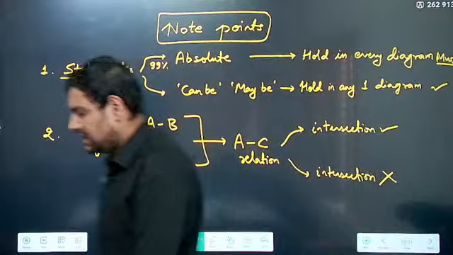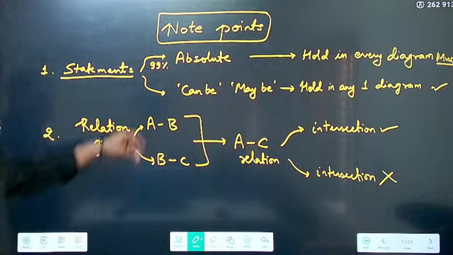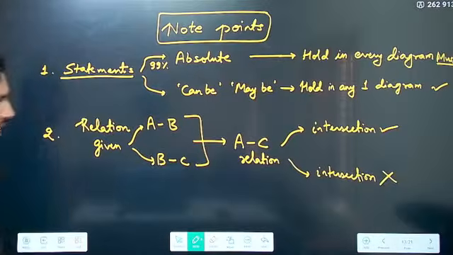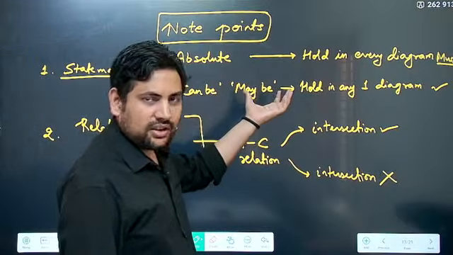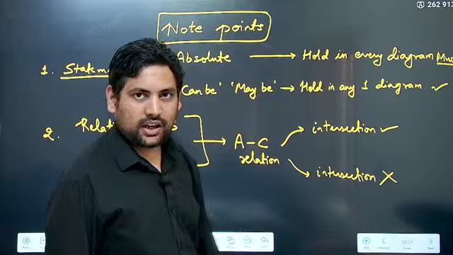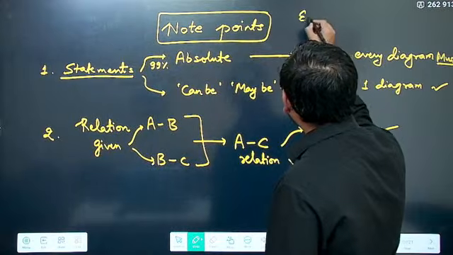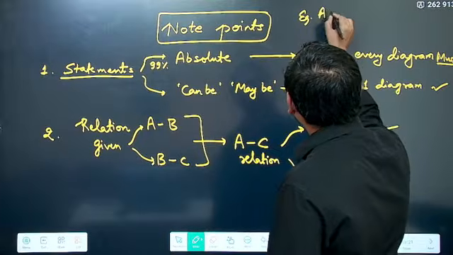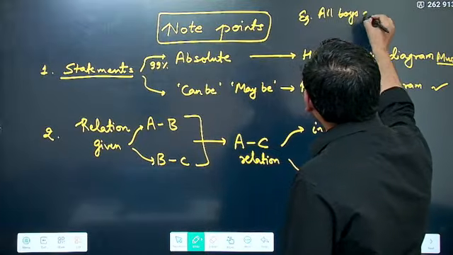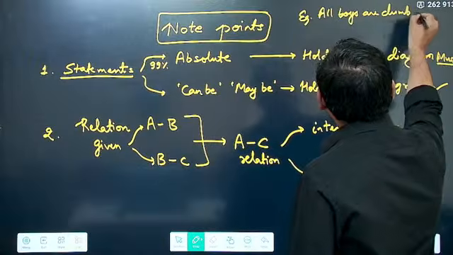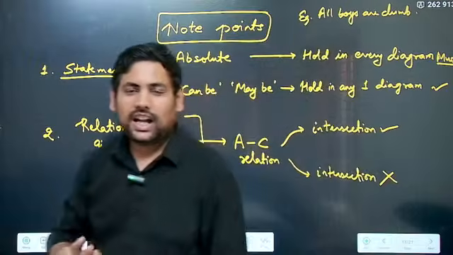Now see this. Statements can be of two types. One is an absolute statement that must hold in every diagram. For example, an absolute example: "all boys are dumb." Let's say I say this.